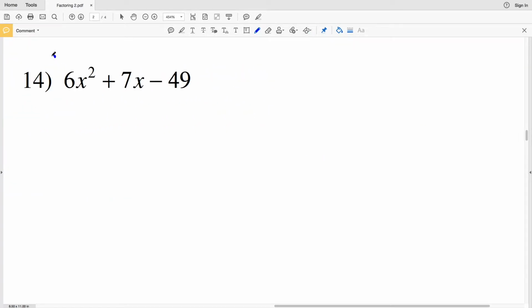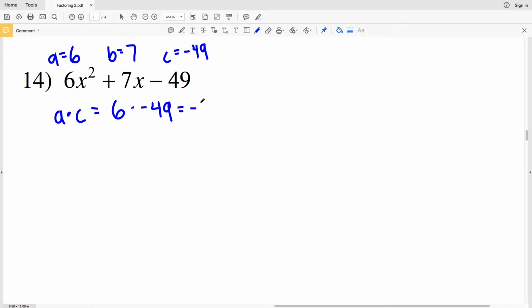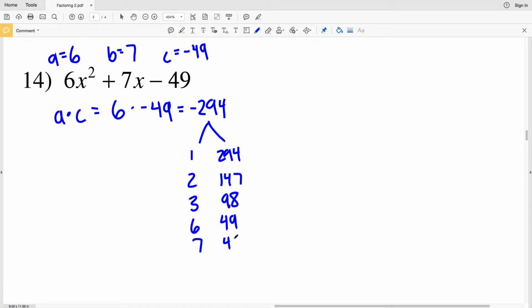In number 14, my a is 6, my b is 7, and my c is a negative 49. A times c is going to be 6 times negative 49, which is a negative 294. So the multiples of 294 are 1 and 294, 2 and 147, 3 and 98, 6 and 49, 7 and 42, and 14 and 21.